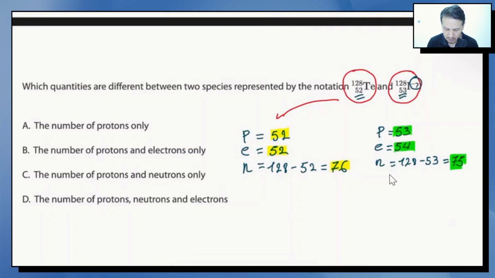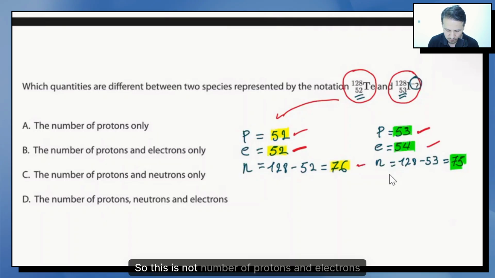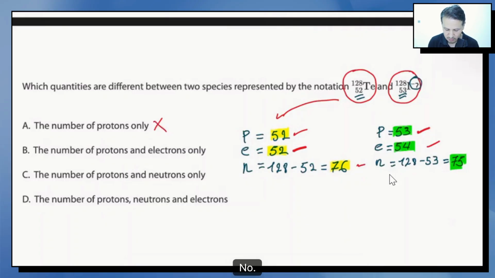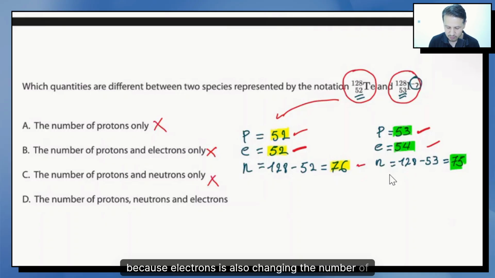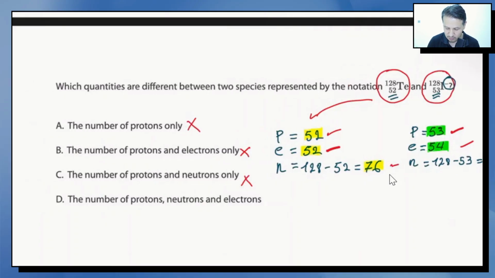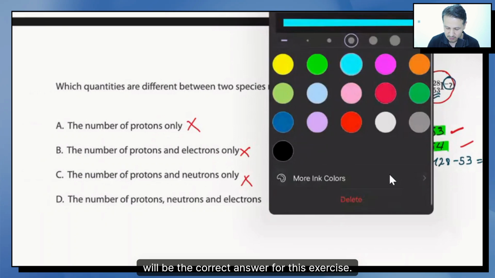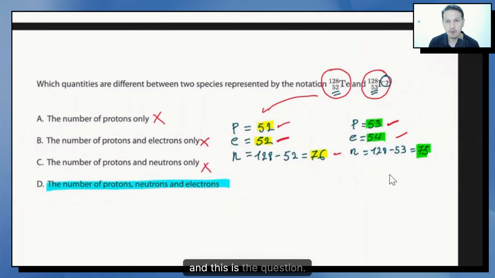Now, let's see the question. The number of protons only. Let's see, protons is changing, but also electrons and also neutrons. So this is not number of protons and electrons only. No. Number of protons and neutrons only. No, because electrons is also changing. The number of protons, neutrons, and electrons will be the correct answer for this exercise, D. Okay, and this is the question.